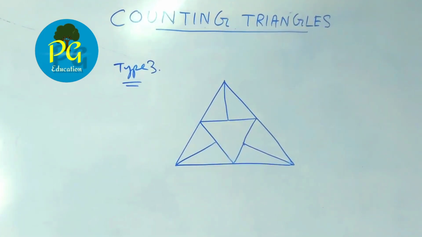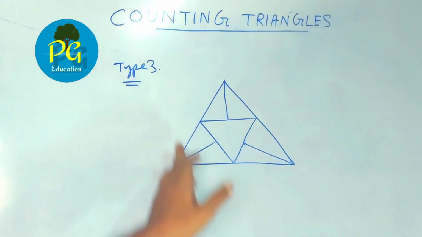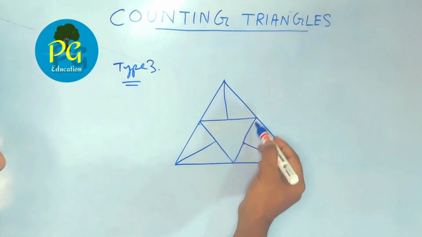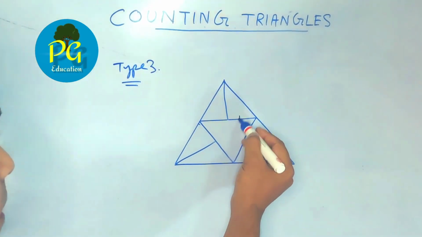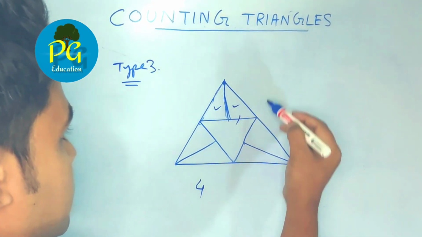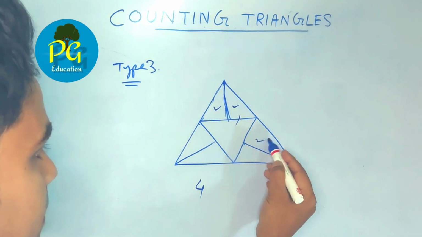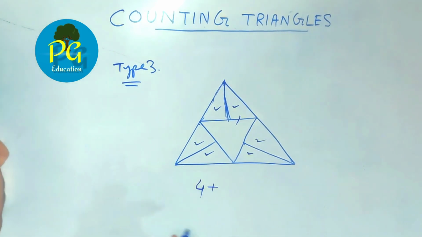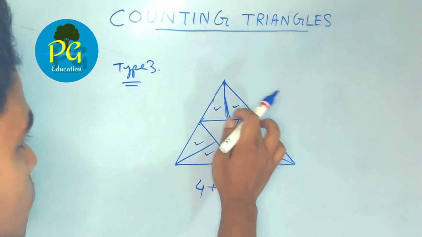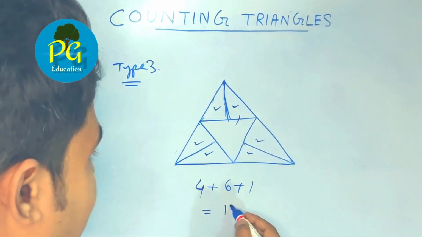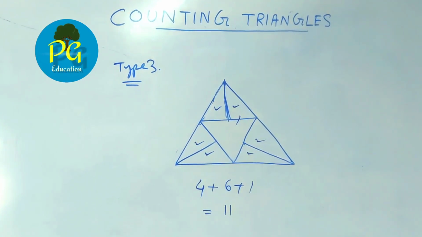Understood? Now friends, type 3. If I ask you how many triangles are there, then you have to find out this way. For this triangle we have 4 triangles, for this triangle we have 4 triangles. Now for this line we get another 2 triangles, for this line another 2 triangles, and for this line another 2 triangles. So 4 plus 2, 2, 2, that means 6, and the outer triangle. So there are 11 triangles. Very interesting guys. These questions generally come in competitive exams.